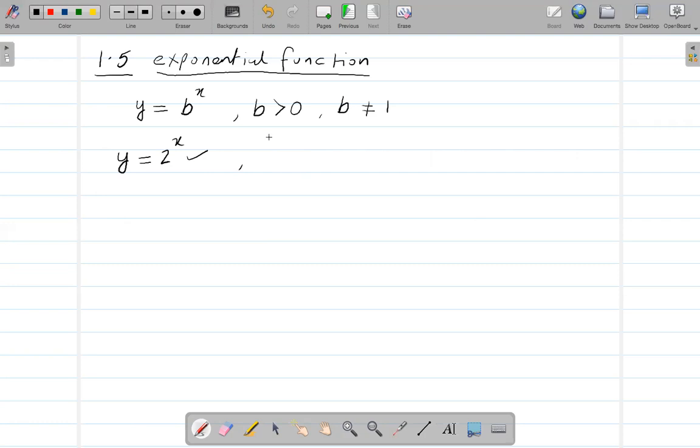Similarly, if I say y equals 1 to the power x, is this an exponential function? No, because as I said, b cannot be 1, so this is not an exponential function. What about y equals 1/2 to the power x? Is this an exponential function or not? Well, this is an exponential function because as long as the base is greater than 0, it is an exponential function. 1/2 is of course greater than 0.